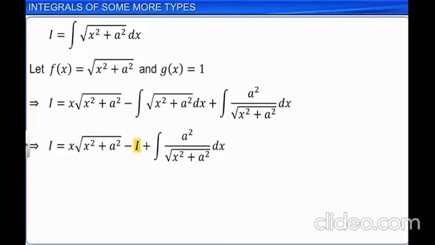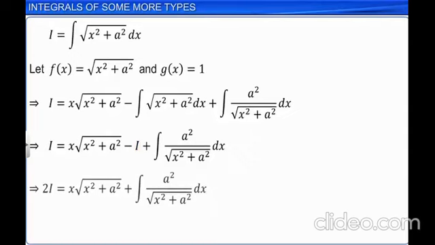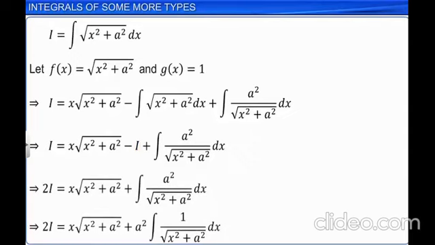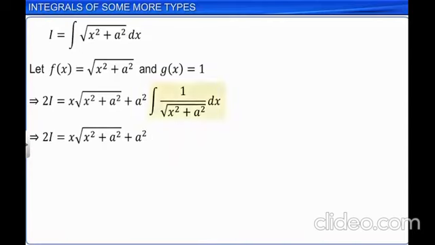Taking minus I from the right-hand side to the left-hand side, we get 2I is equal to x into square root of x square plus a square plus a square into integral of 1 upon square root of x square plus a square dx. Now, the integral on the right-hand side is a standard integral and is equal to log mod of x plus square root of x square plus a square plus the constant c.